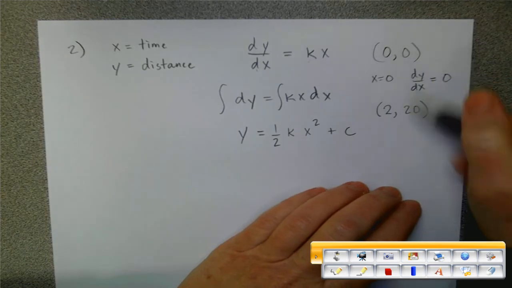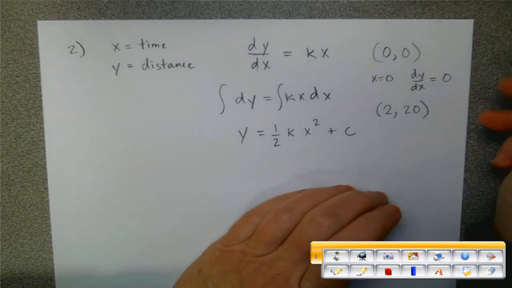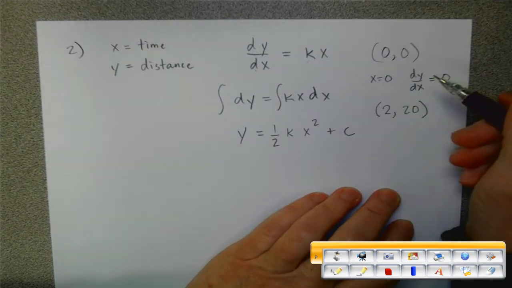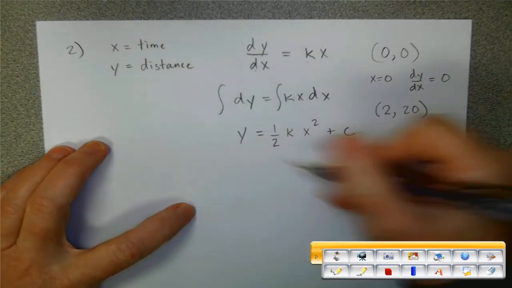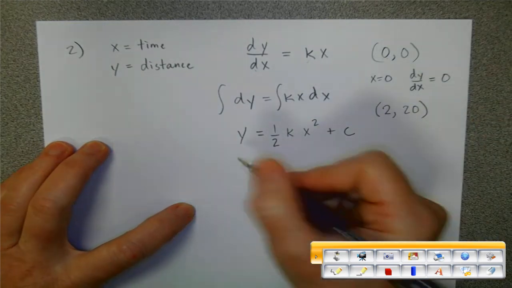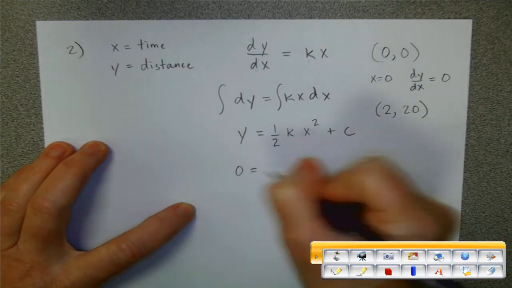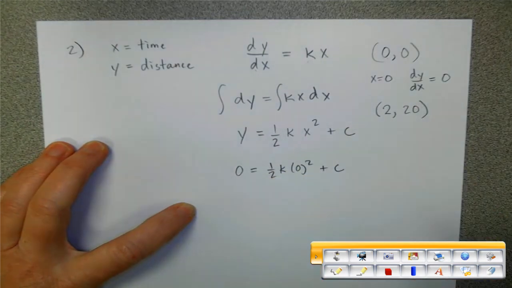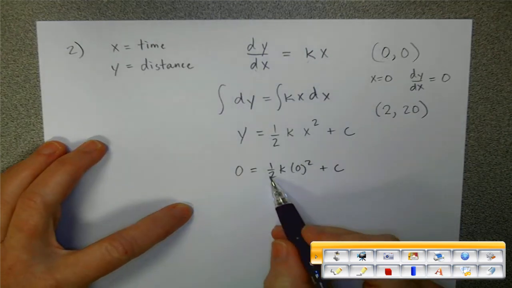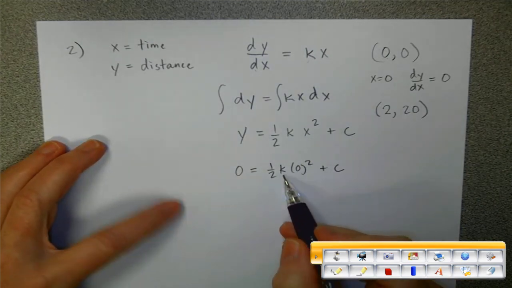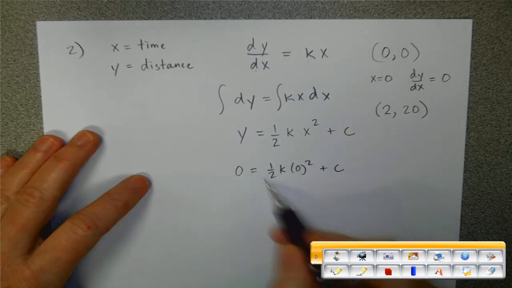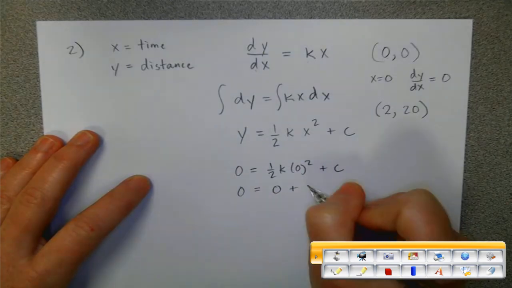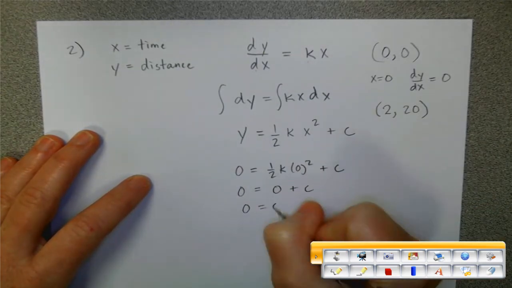So now I have 2 points, so I can actually do a system of equations here. Let's go ahead now and substitute in our first point, 0, 0, and see if that helps us solve for k or c. So if I put in y is 0 and x is 0, can we solve for C? Aha, we can, because 1/2 k times 0 squared, it doesn't matter what k is. This whole term is just going to be 0. So 0 is equal to 0 plus C. So therefore, C is equal to 0.